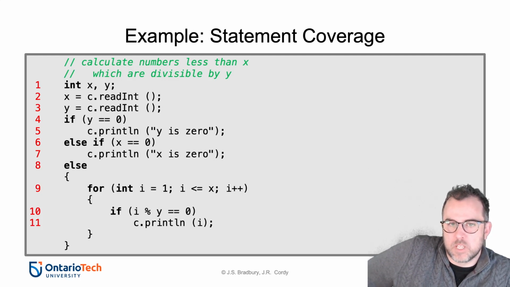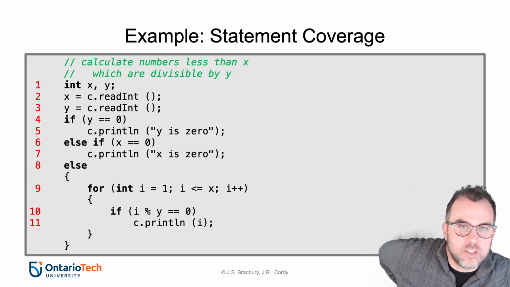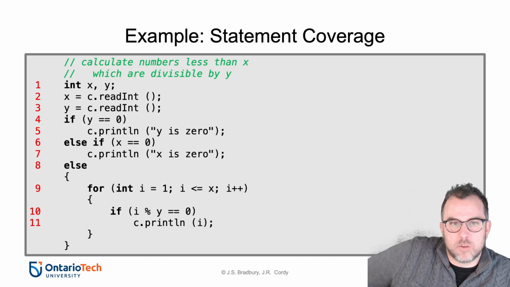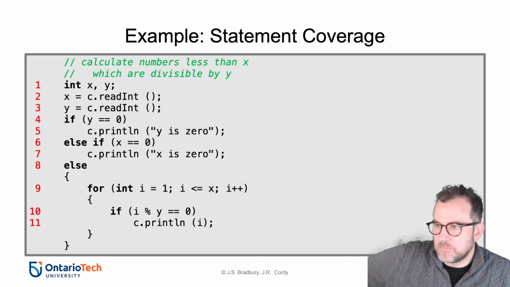Okay? I know I went through that a little fast, but what we would want to do here is go through and figure out, for each of these lines of code, what values of x and y cause it to execute. So line number one, what values of x and y cause this to execute?